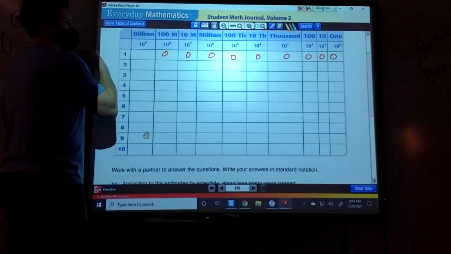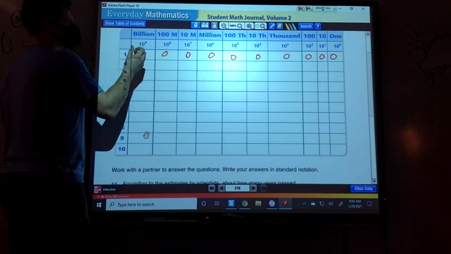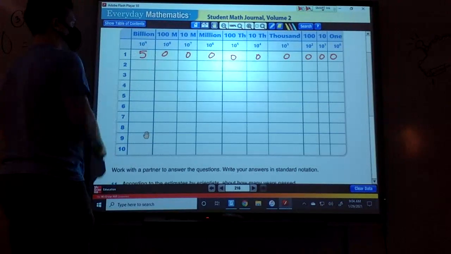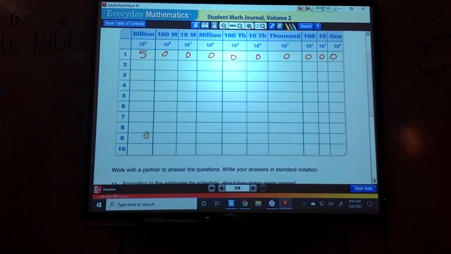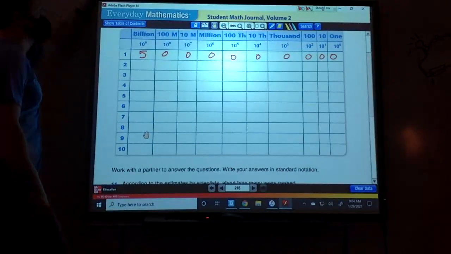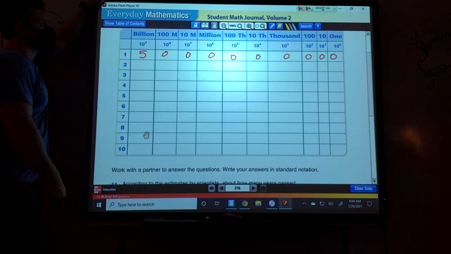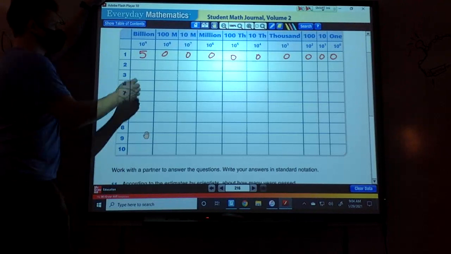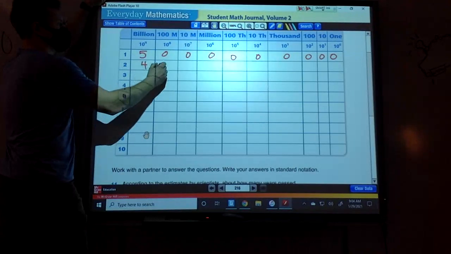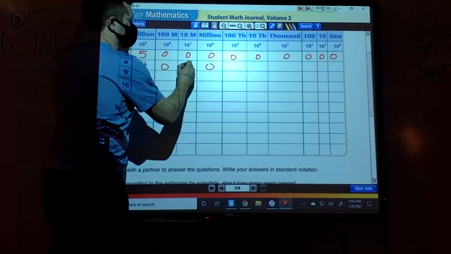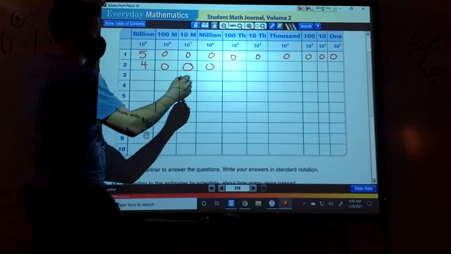What number goes here? 5. Perfect. What's the second thing that happened? The bacteria cells appeared. Okay, so what was our scientific notation, Allie? 4 times 10 to the 9th? Oh, cool. So we already know that 10 to the 9th starts there. And you said 4? Okay, thank you.